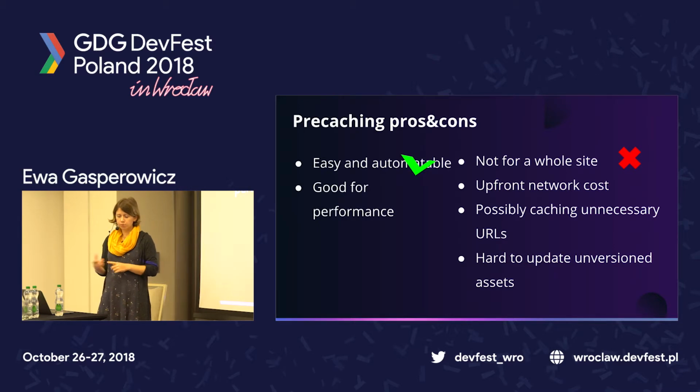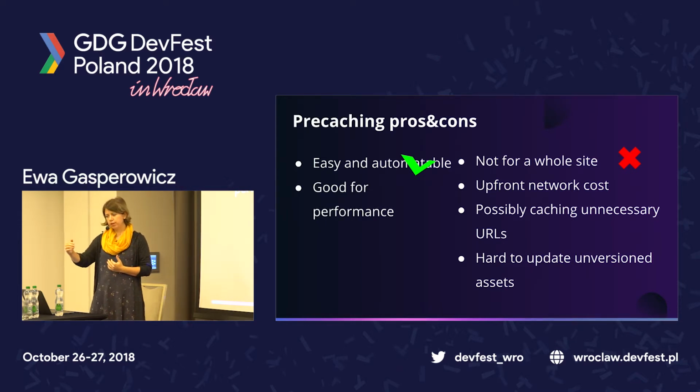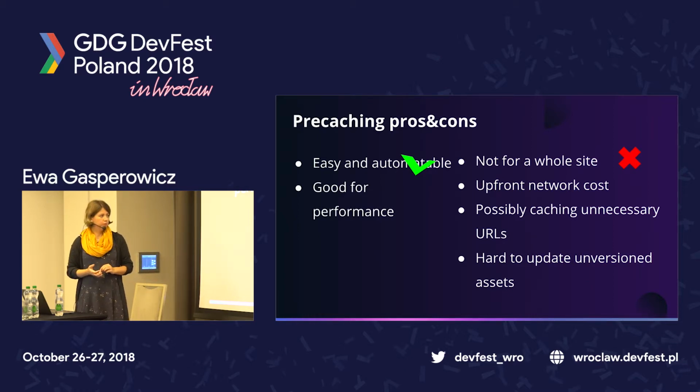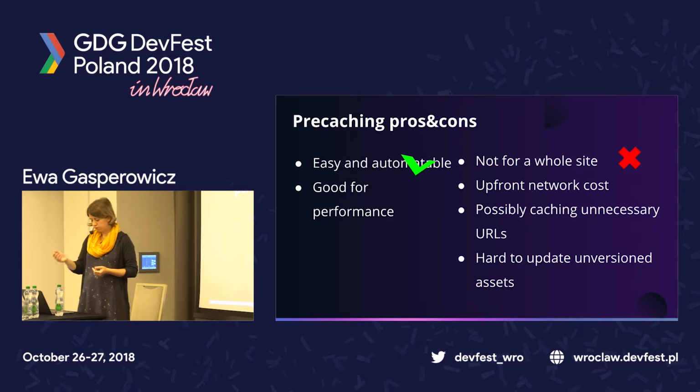It's not good for a whole site because, as I told you, you don't want to push everything in the installation step. Also, if you download a lot of stuff during the installation step, and you happen to trigger this installation step before all of your content appeared on the page, you create network congestion, and the rest of your content that the user actually needs right now might be delayed because of that, right? So you need to be mindful of that, and it's really hard to update unversioned assets. So it's good for the stuff where you can attach a hash or some versioning information.